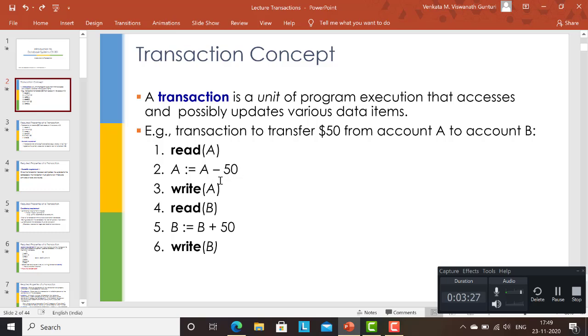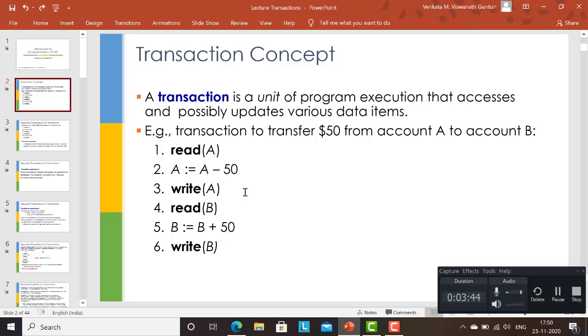Then when you take out $50, you again have to update the balance. This is another SQL statement. And then finally this write is another SQL statement. So it's at least three to four SQL statements, depending on how you implement it.